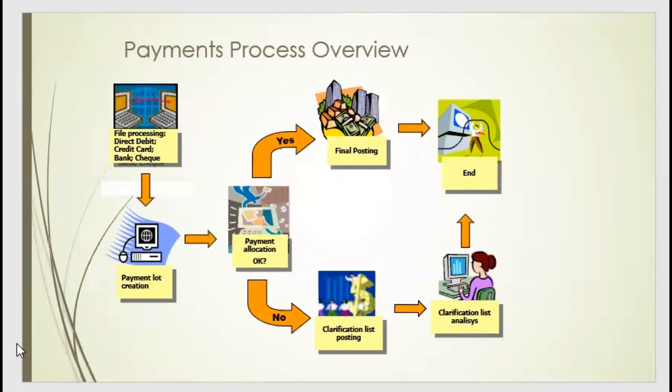Okay. So we did a payment lot. There will be some request that comes from the bank that somebody paid some check. Once we get the check, we create a payment lot. Once we create the payment lot, we check the validation for it. If everything is yes, final posting happens and it ends. If there is a no, the clarification list is posted, like the rules and regulations on how we need to clear. If that comes into the picture, then we proceed with a manual analysis and then end the process.